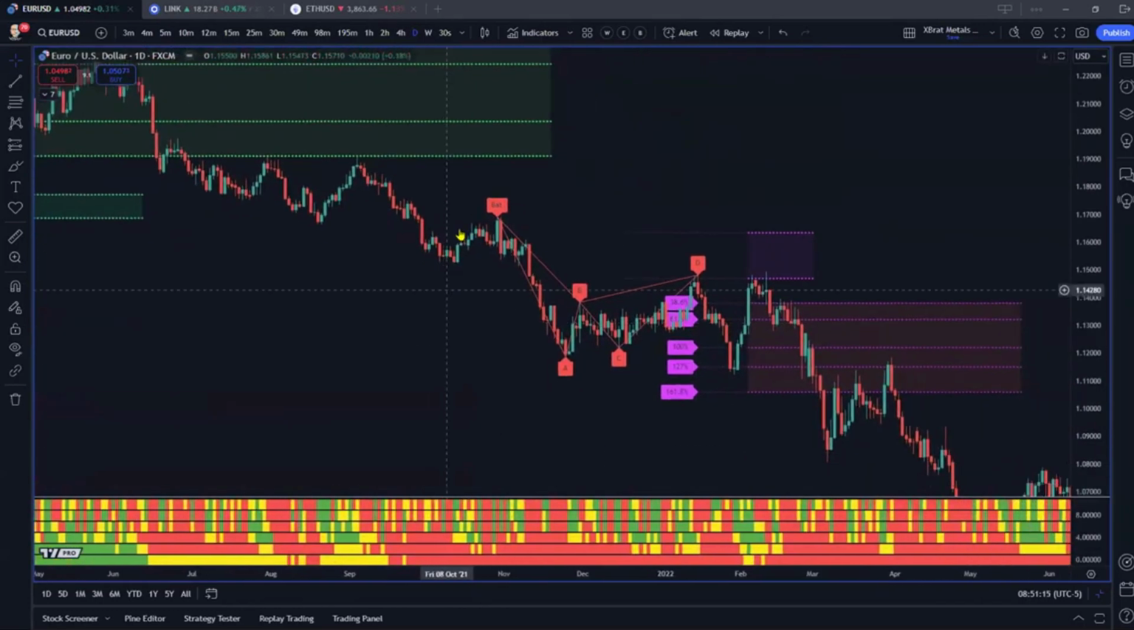Another bat pattern completes in the automated completion zone, comes down to the 127, pulls back up. Where does it find resistance? At the D pivot and the bottom of that zone, and then goes again. That gives you an idea of where, during these days, you should be going short on Euro US dollar only. So again, it's something I don't trade.